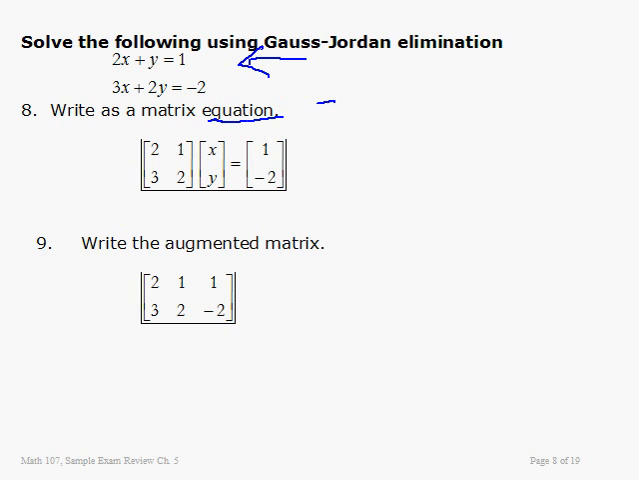What does an equation have? It's got an equal sign. So I put the coefficients 2, 1, 3, 2 in the first matrix. Next comes the vector of unknowns, x and y, equals the solution vector 1 and minus 2. Now write the augmented matrix. For the augmented matrix, you take the coefficient matrix and the solution vector and you put them together.